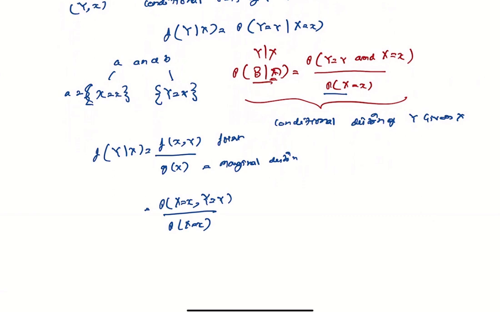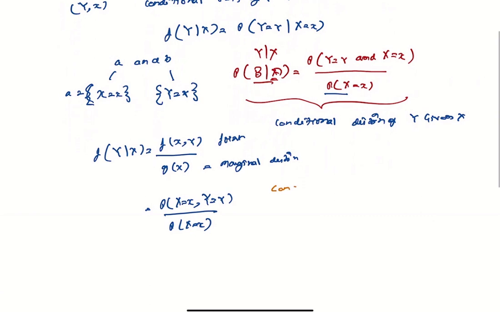So in other words, the conditional PMF is just a ratio of the joint with the marginal distribution.